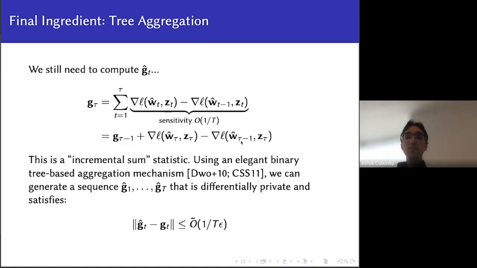And it turns out that there's this thing called the binary or tree-based aggregation mechanism that basically solves this problem of how to privatize these sums. Given the sequence of GTs, we can generate a private sequence, G1 hat to GT hat, that is private and also very close to the real G. The difference between these two is order 1 on T epsilon, because each of these individual terms has sensitivity 1 on T.